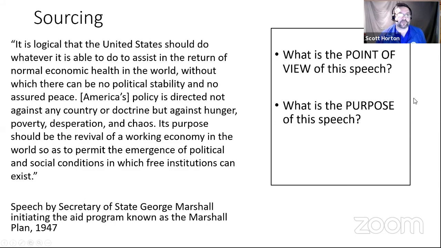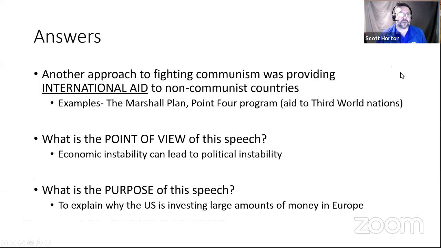Okay, let's see what you came up with here. So another approach to fighting communism was providing international aid to non-communist countries, financial aid. An example here is, of course, the Marshall Plan, which he's referring to in the document. The Point Four program is another program where the United States actually gave financial aid to third world nations in an attempt to help them as well, something that is not, of course, referred to in this document.